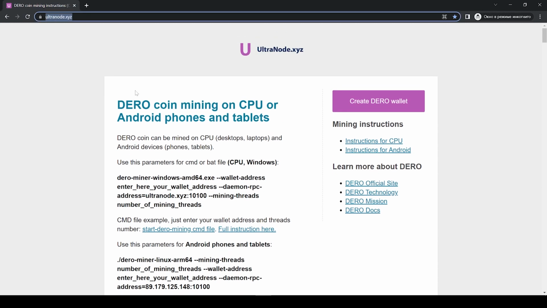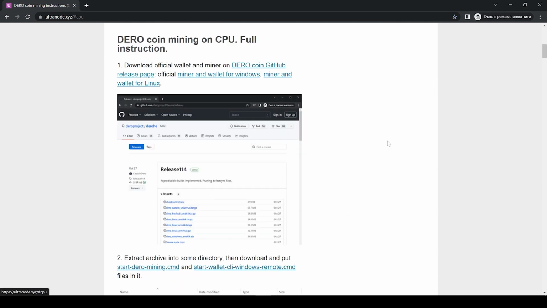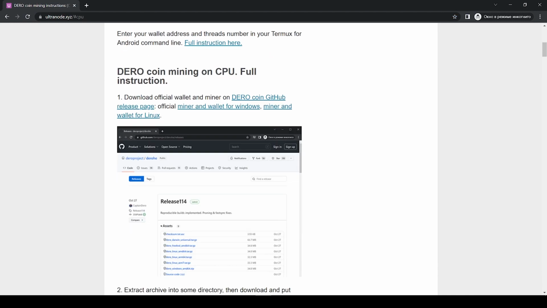So visit this site, here you can find instructions for CPU and start mining this coin easily.